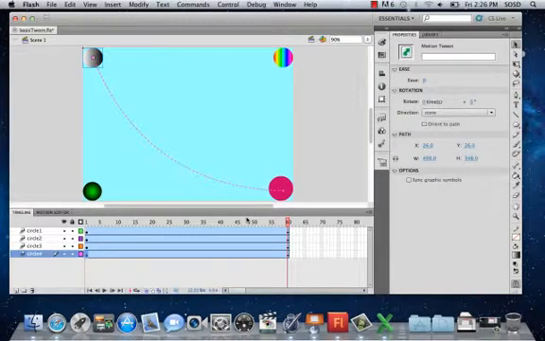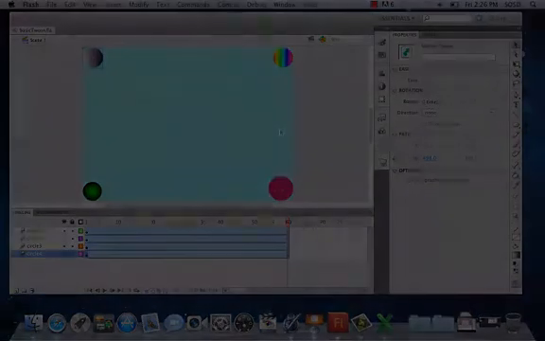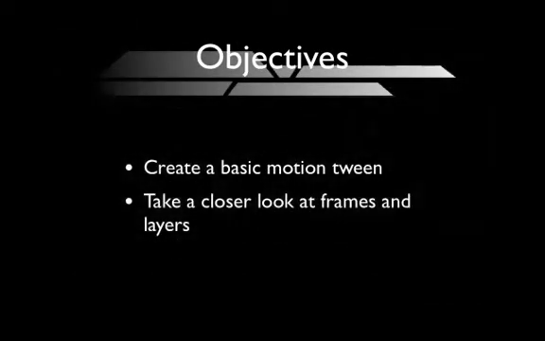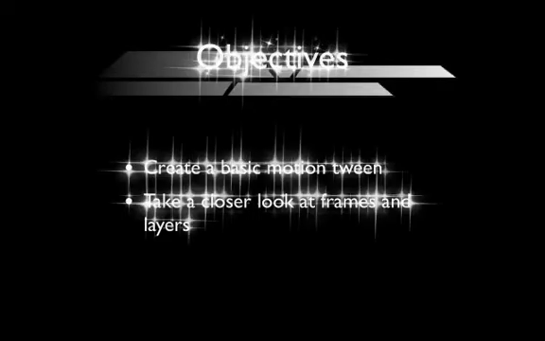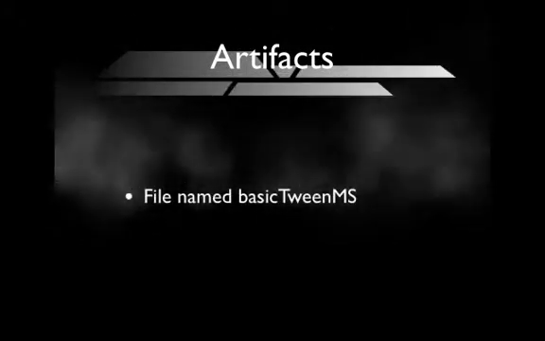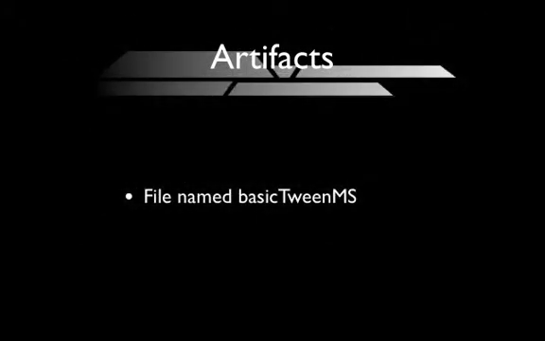So make sure that you save this before moving on to the next tutorial file. Okay, so our objectives for this video were to create a basic motion tween, which we've done, and to take a closer look at frames and layers. So after having completed this, you should have a file named basic tween with your initials after it.